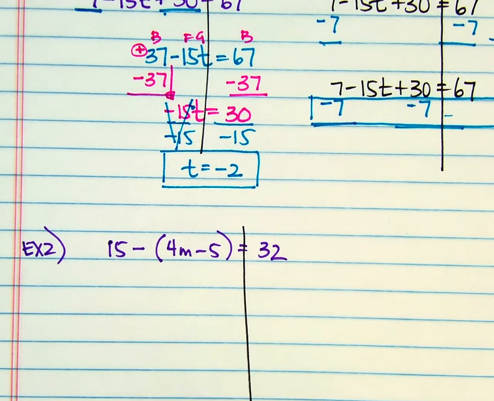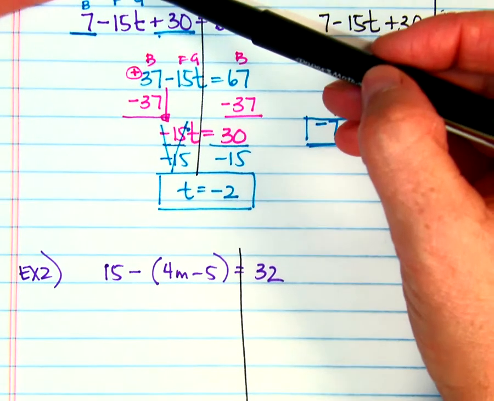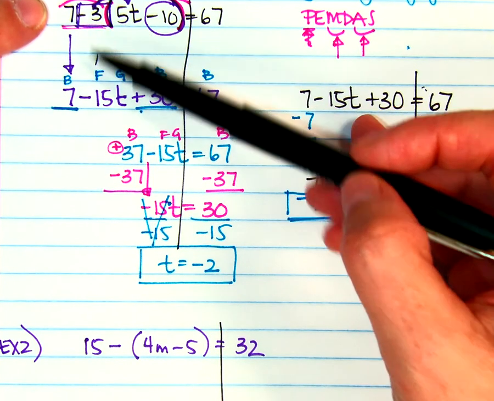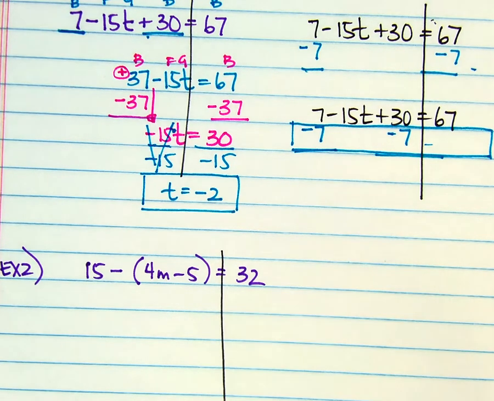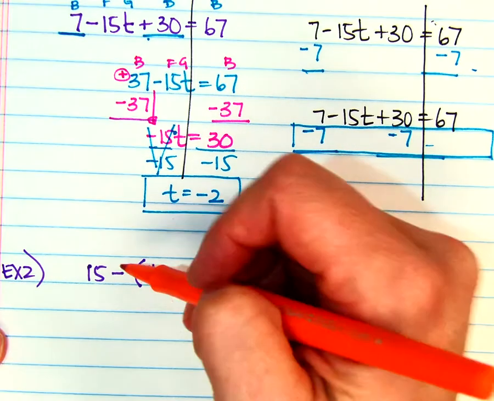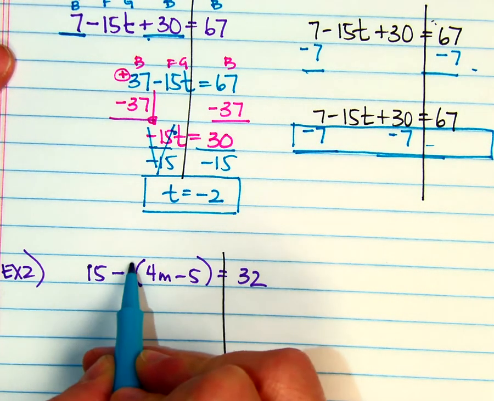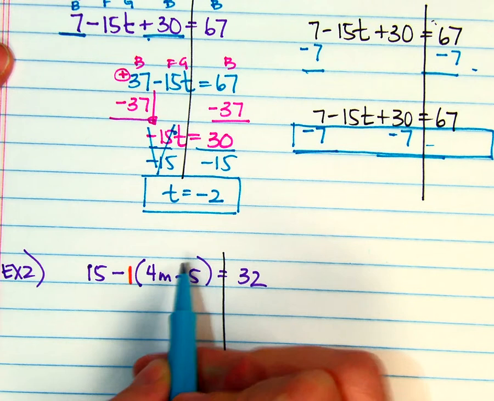Well, I'm kind of freaking out here because up here I had a negative 3 outside the parentheses, and here I don't have anything. What you have to remember is that this is an understood negative 1. So again, we have subtraction or we have multiplication. We know multiplication comes first.